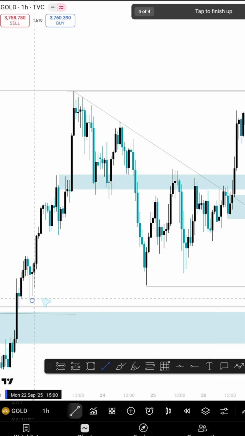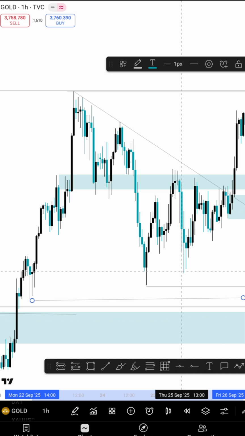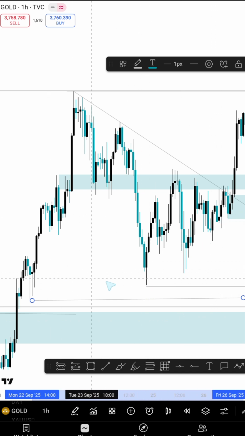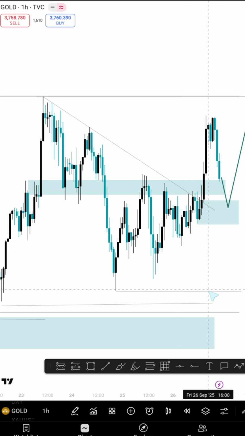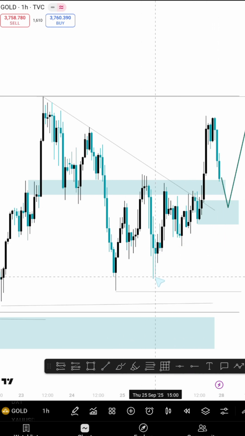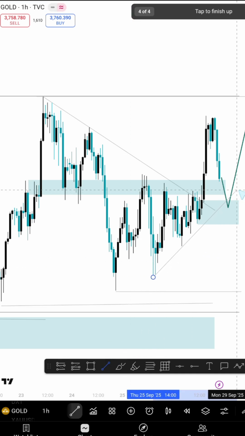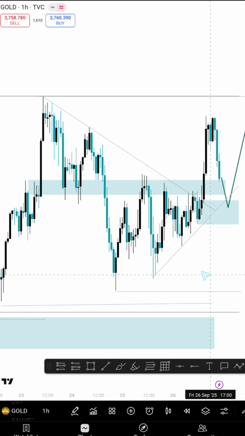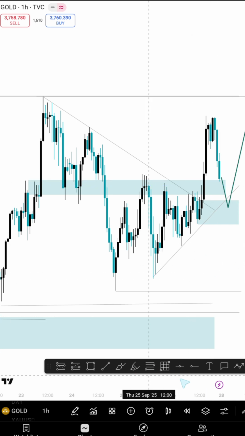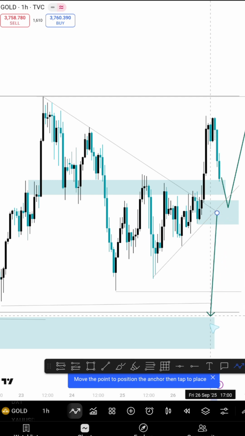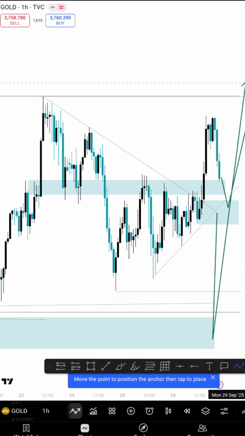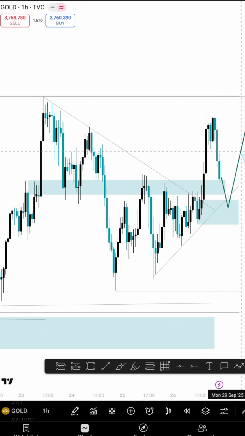This was a nice area of inducement, and the inducement has done its job. Early buyers have been able to buy, so we want them all taken out. There's also a trend line here. So we want them all taken out. I would have preferred this to happen, enough liquidity for the next run. But we will just wait and see.